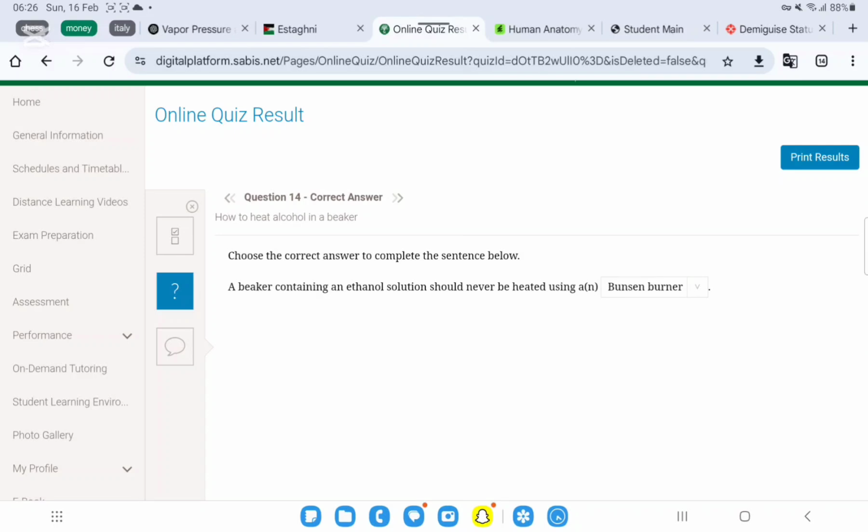Any beaker containing ethanol or alcohol cannot be heated using a direct flame. You need a water bath or an electric heater. That's it. You can't put it into a direct flame, so you cannot heat it using a Bunsen burner. So a beaker containing ethanol solution should never be heated using a Bunsen burner.